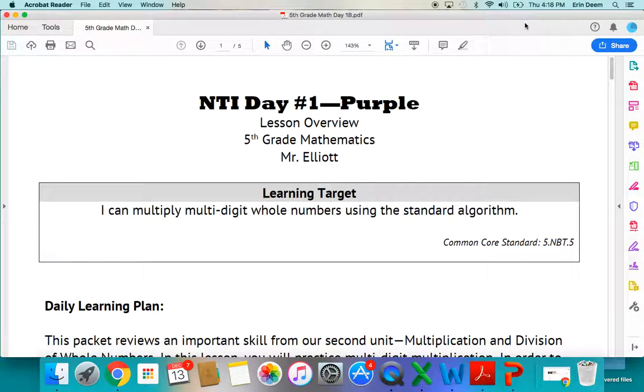NTI Day 1, Purple, Lesson Overview, 5th grade Mathematics, Mr. Elliott. Learning Target: I can multiply multi-digit whole numbers using the standard algorithm.